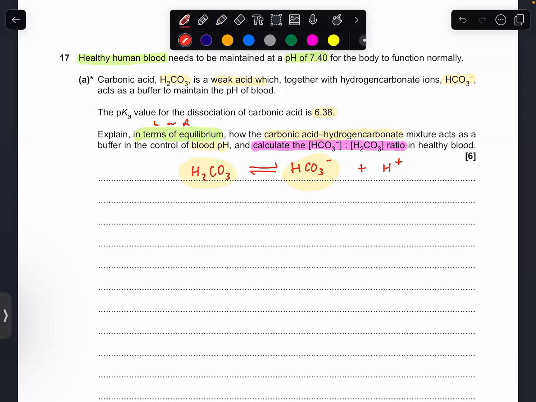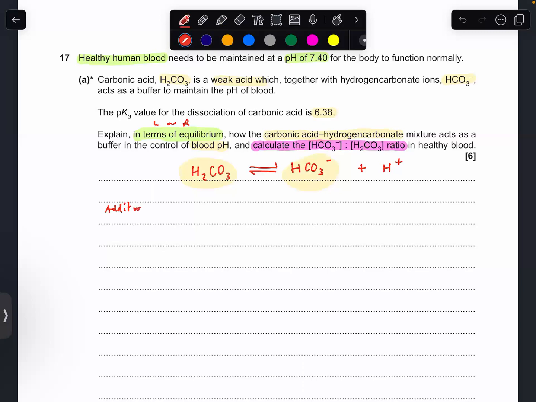So how does it act as a buffer? Let's explore. What is a buffer solution, first of all? Let me get the wording right for this. The wording from the book: a buffer solution is a system that minimizes pH changes on addition of small amounts of an acid or a base.